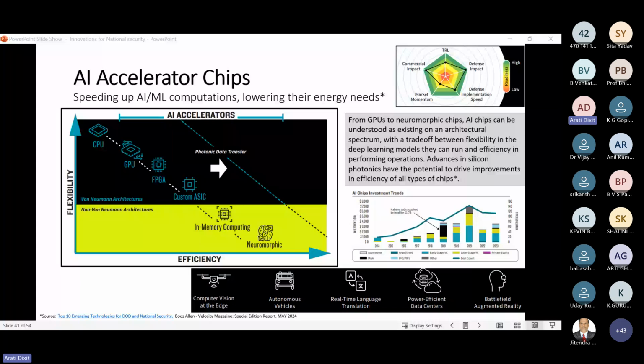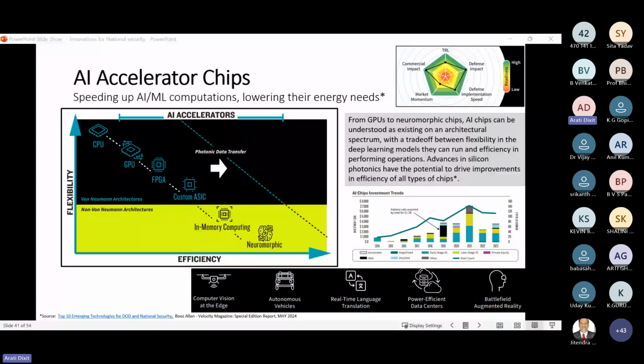So these are different use cases or applications of the AI accelerator chips. And I would highly recommend each one of you take a look at this document, because it does talk about the technology, it does talk about strategic insight and the future of this technology.